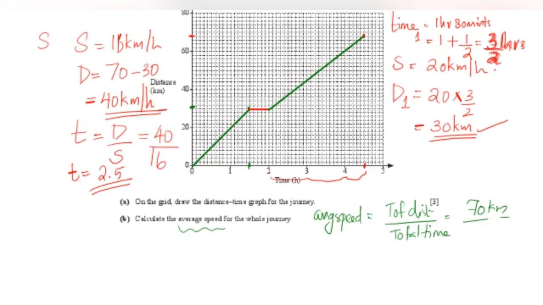Let us find what is the total time taken for the entire journey. You can read it from the graph. Looking at the time axis, we get the total time for the entire duration is 4 hours and 30 minutes or 4.5 hours. Now we know that 4 hours 30 minutes is nothing but 4 plus half an hour, which is 9 by 2 hours. So 70 by 9 by 2. Input this in the calculator, you will get the average speed for the entire journey.